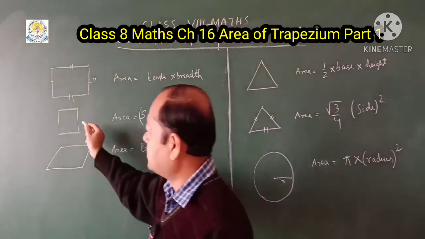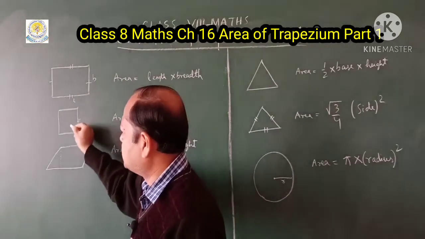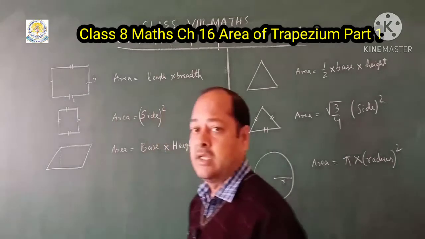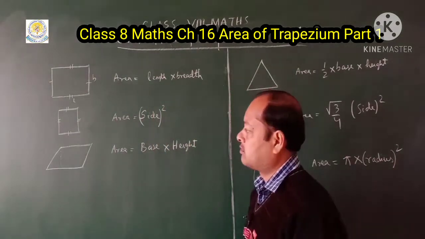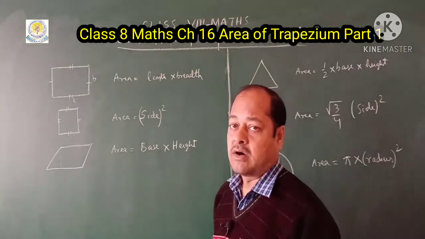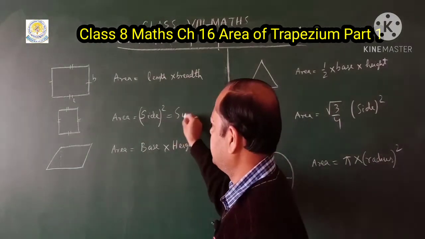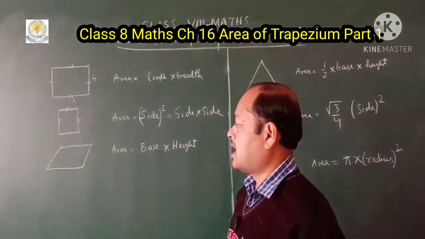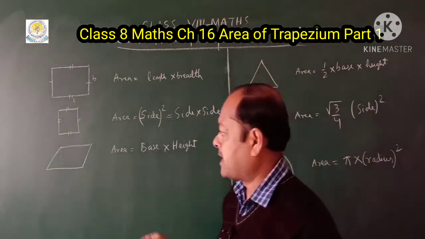And how to find the area of a square? As you know, in a square all sides are equal. So the formula to find out the area of a square is side square, or you can write side into side.